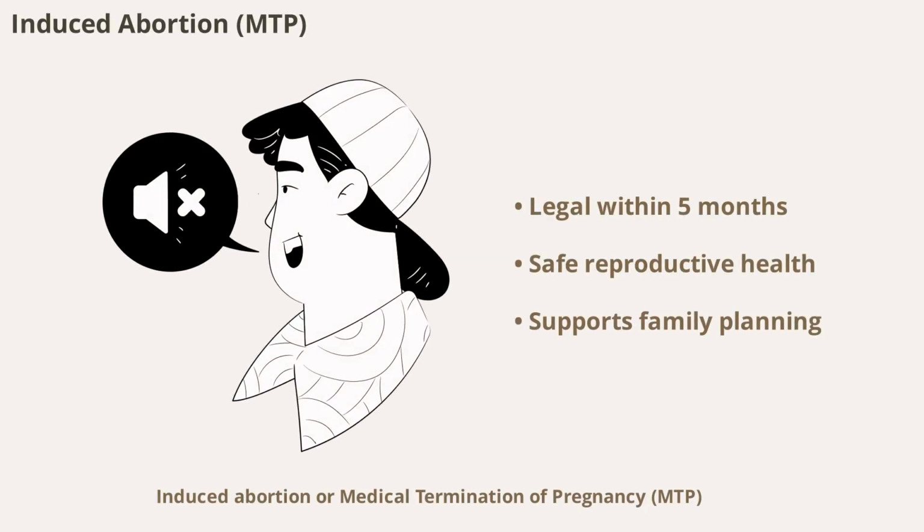Induced abortion or medical termination of pregnancy (MTP) is legally permitted in India within the first 5 months of pregnancy. This option provides women with a safe and legal way to end unwanted pregnancies, helping to prevent the health risks associated with unsafe abortions. Access to MTP is an important aspect of reproductive health and family planning.